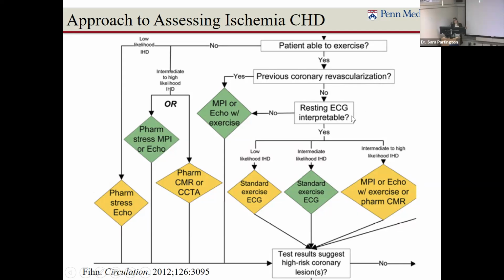And in the majority of patients, the repolarization changes or bundle branch blocks make the ECG less interpretable. So for the majority of patients that can exercise, we're probably going to recommend exercise nuclear myocardial perfusion imaging or exercise echo. For those that can't exercise, you certainly have more options available to you. You can do pharmacologic stress echo, nuclear MPI, but also MRI, and then of course CT.